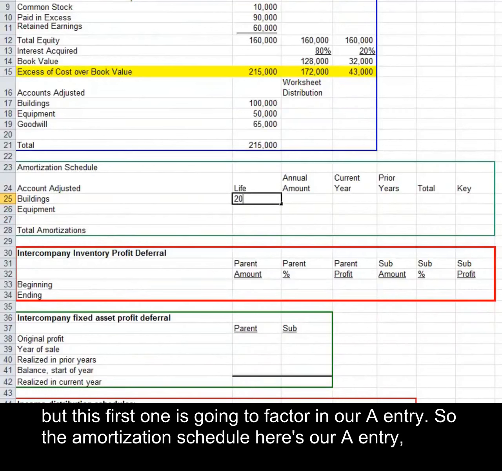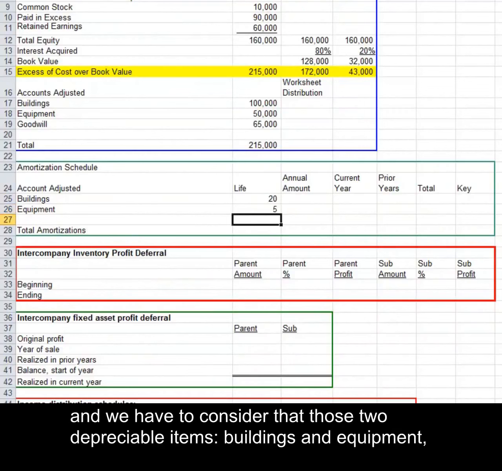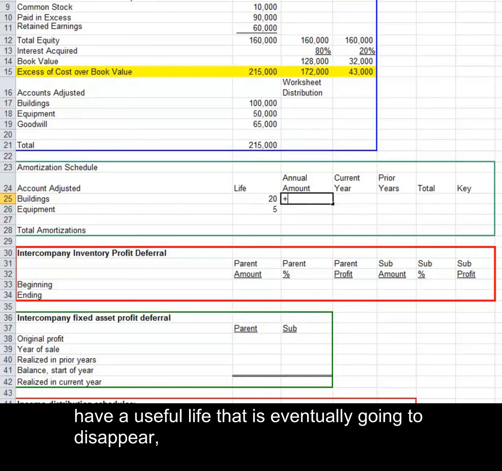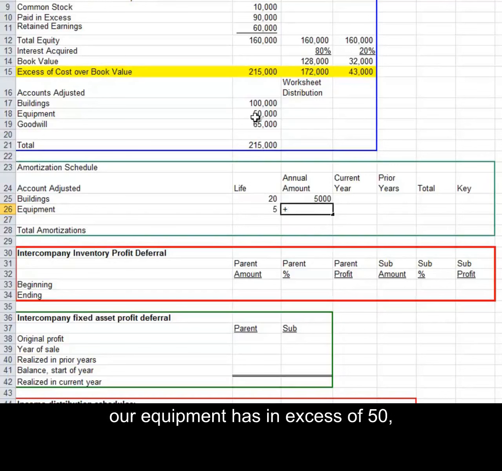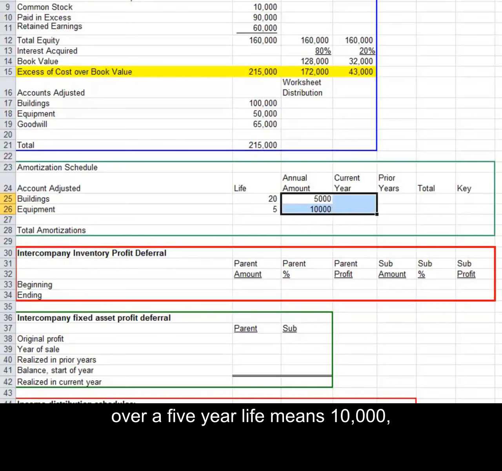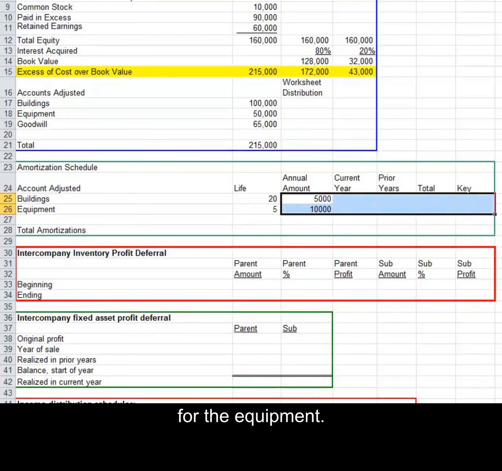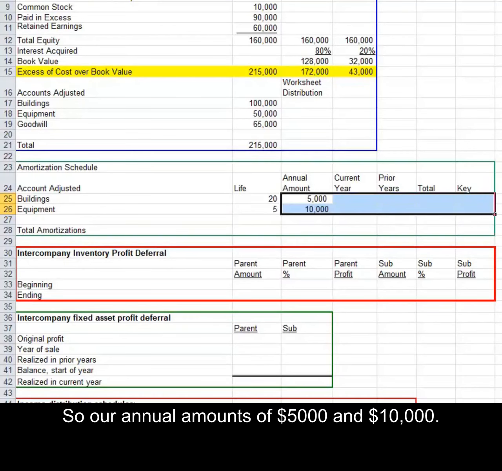The amortization schedule here is our A entry, and we have to consider that those two depreciable items, buildings and equipment, have a useful life that is eventually going to disappear, and therefore what's the depreciation of that excess? So our building amount over 20 years means an annual amount of 5,000. Our equipment has an excess of 50 over a 5-year life, meaning 10,000 for the equipment. So our annual amounts are $5,000 and $10,000.